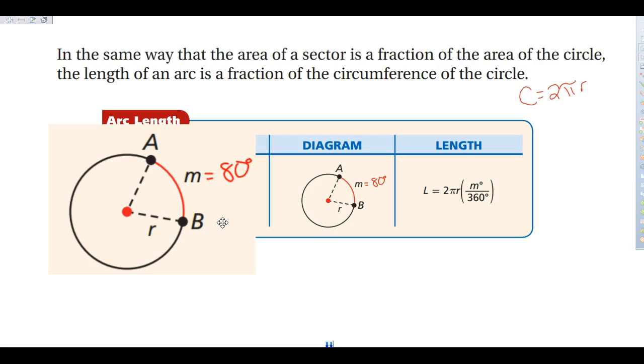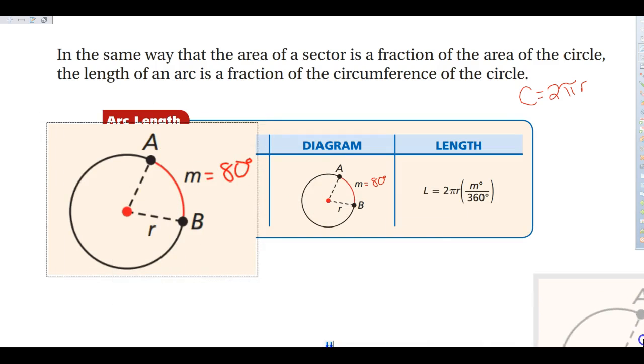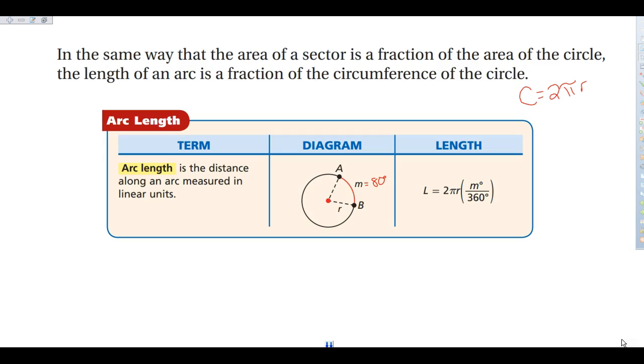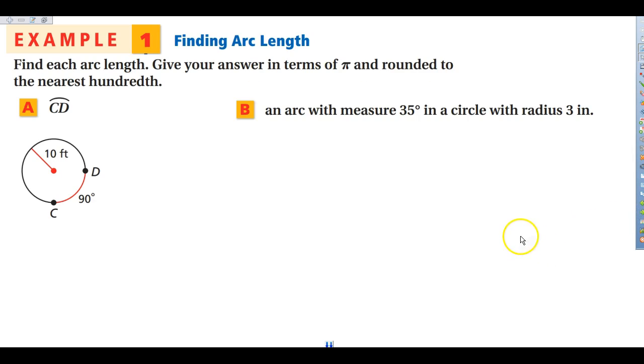So that is one of the things that's really important that you understand: the degree of the arc and the length of the arc are different. The length of the arc is measured in feet or inches or centimeters or whatever our unit may be. And then we have our degree, which is obviously measured in degrees. All right. So we're going to do that similar process here. We're going to take our degree, divide it by 360, and then multiply by our circumference. So that is where we are going to start here.